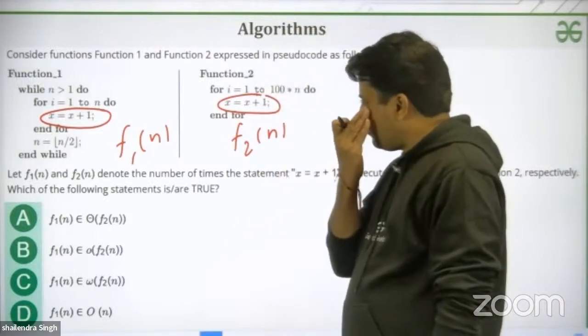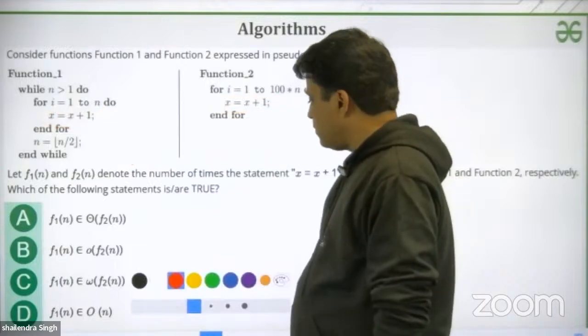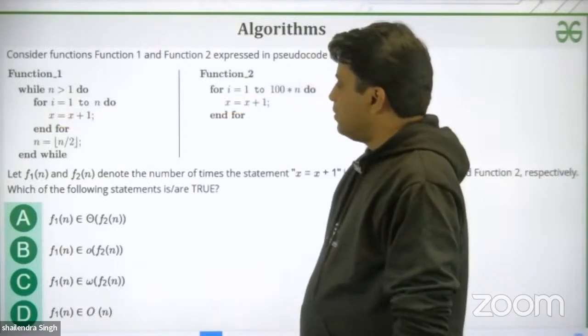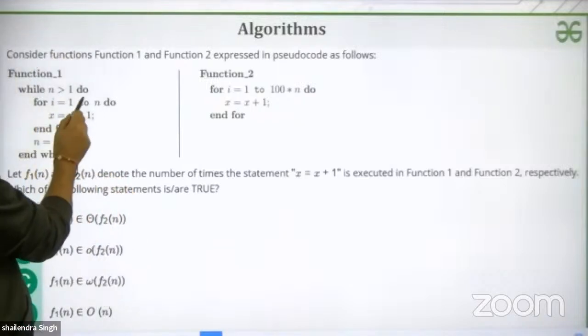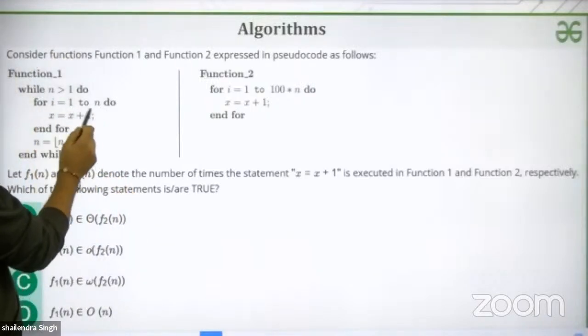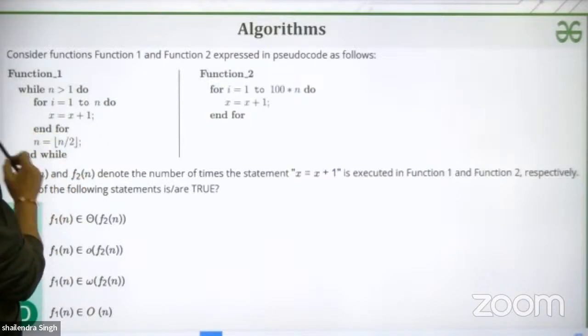तो बेसिकली देखिएगा कि पहला, first, how many times does this statement execute? While n greater than 1, for i equals 1 to n, x equals x plus 1, and this is the end of the for loop. Here n equals n by 2 floor value. This is the end of the while loop, right?